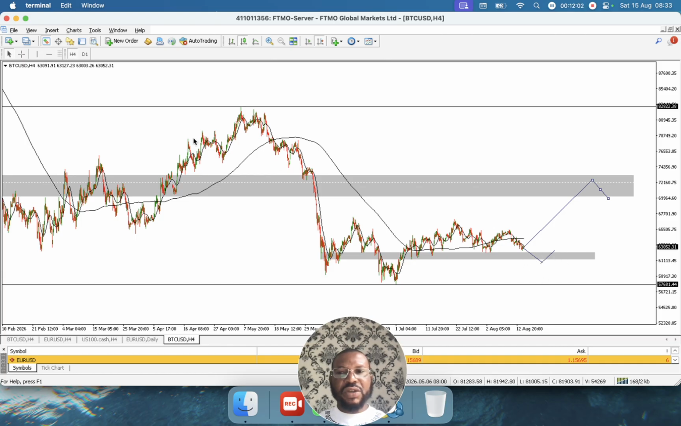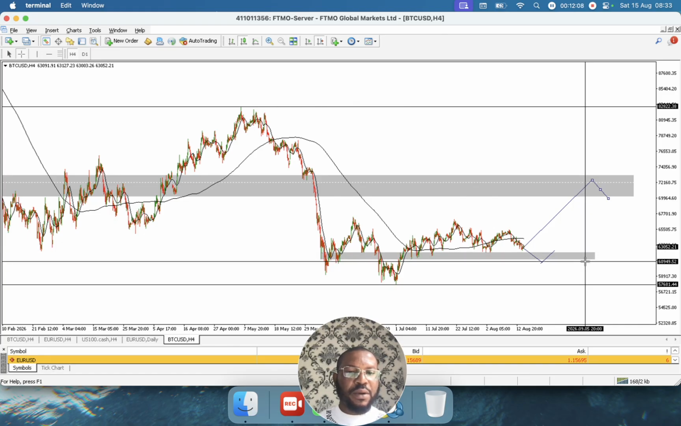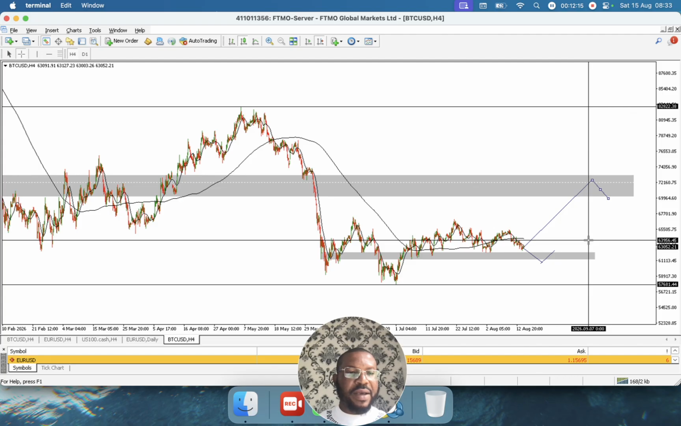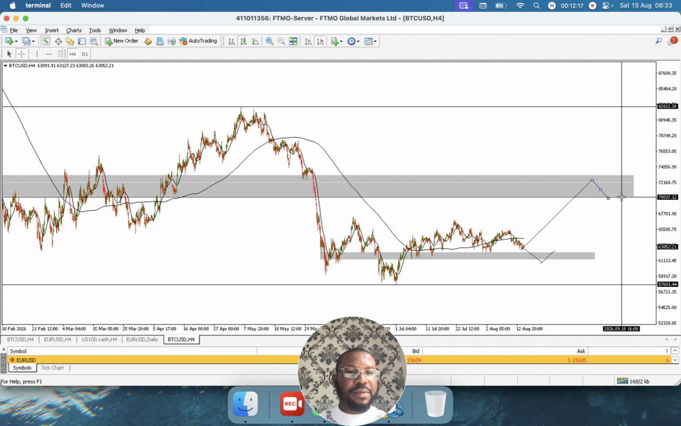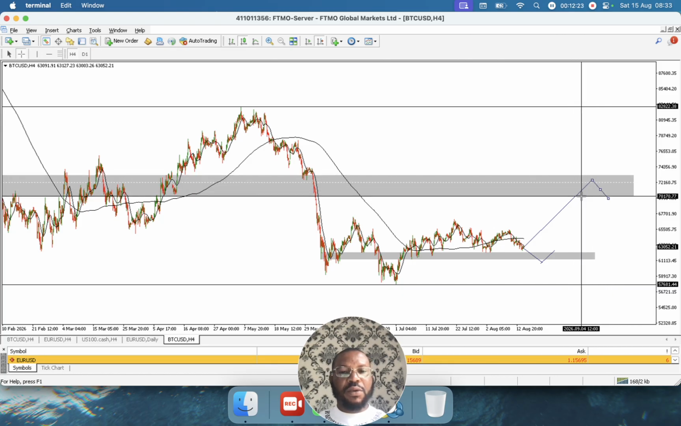entry on the BTCUSD. So entry anywhere between this zone, 62,285, stop loss below this zone after your 4-hour bullish candle close. TP1 before the 200 EMA, around there, 63,000. The TP2 will come to this resistance area at 70,000. Then when price gets to this resistance area, we'll look for our sell entry.